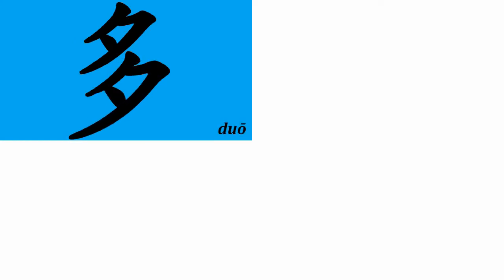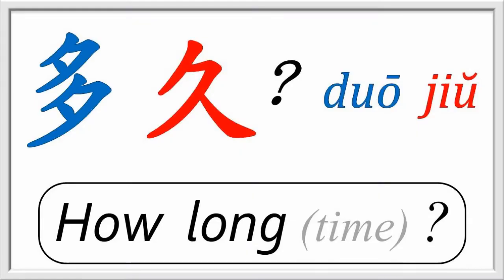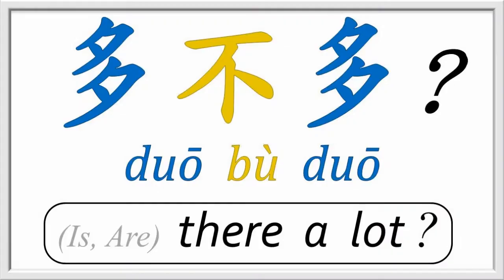It's pronounced 1st tone, 多, 多. It can be used as a question word, such as 多大, how large is it? And 多久, how long, referring to time. Using the affirmative plus negative, we can make the question 多不多? Is there, are there, were there a lot?